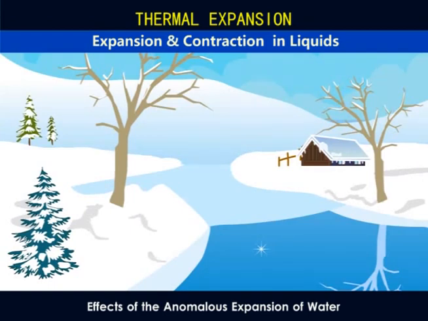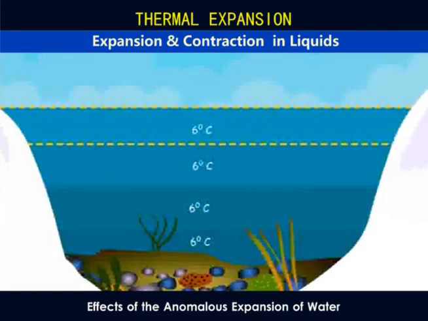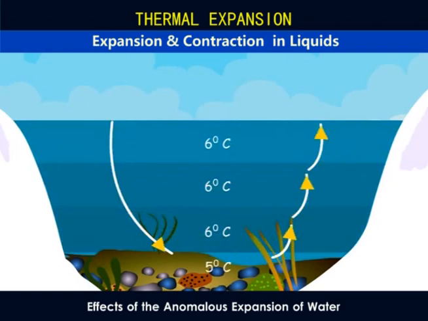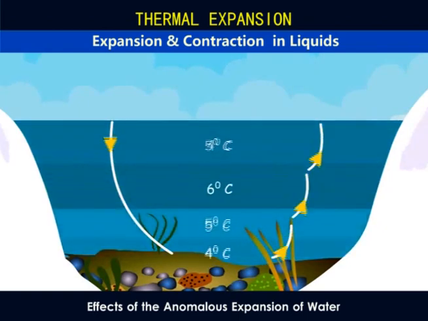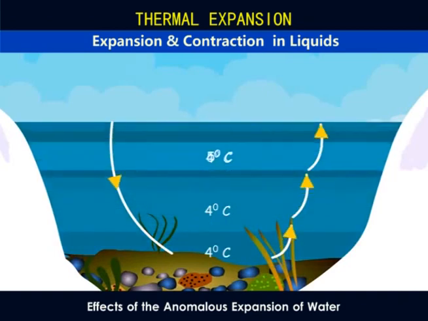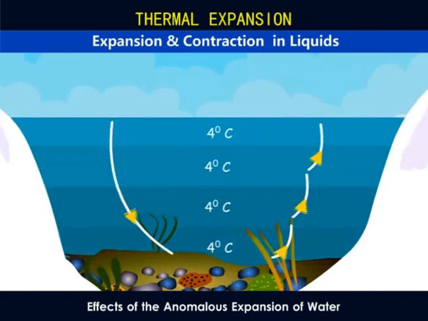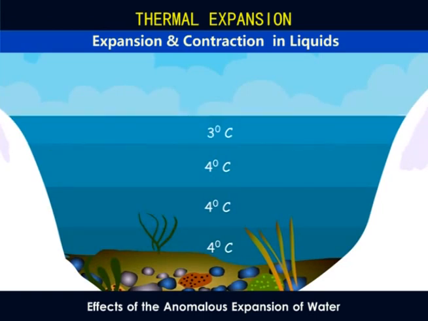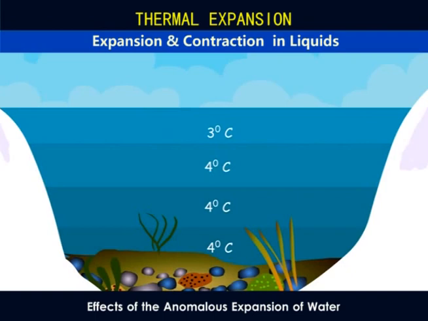regions. During winter, as the temperature of water decreases, water at the surface of lakes, rivers and seas starts contracting. That means its volume decreases, its density increases, and thus it sinks to the bottom. This process continues until the temperature of all the water falls to 4 degrees Celsius. As the water at the surface cools to below 4 degrees Celsius, it expands instead of contracting, and hence its density decreases due to increase in volume.